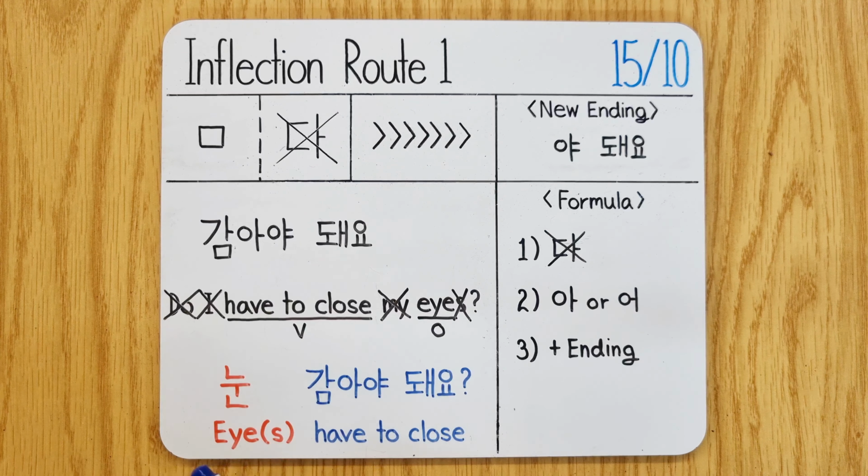Have to close eyes. That was it for today's video. In the next video, we will keep on moving forward until we cover each and every situation within inflection route number 1. Inflection is by far the most important aspect of learning Korean. Therefore, if you fully grasp inflection through this course, you are not taking a step forward, you are taking 1,000 steps forward. So don't give up, and I will see you in the next video.